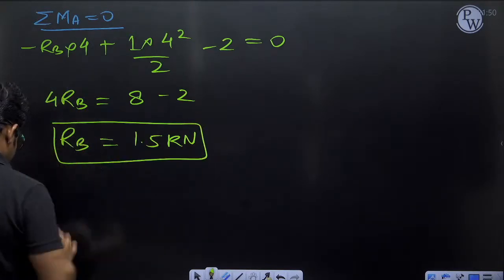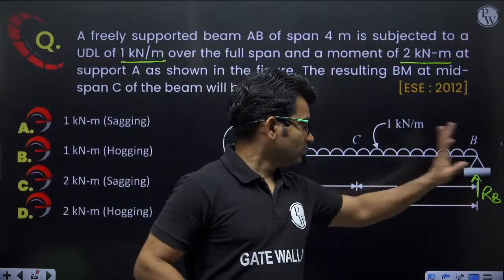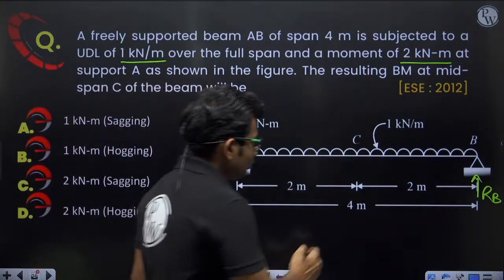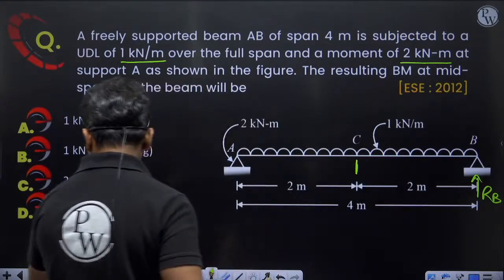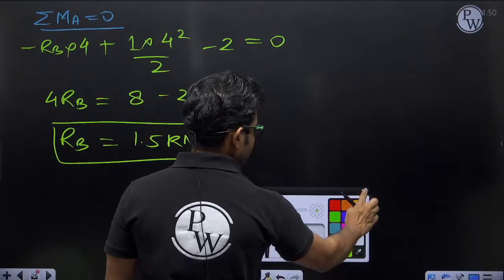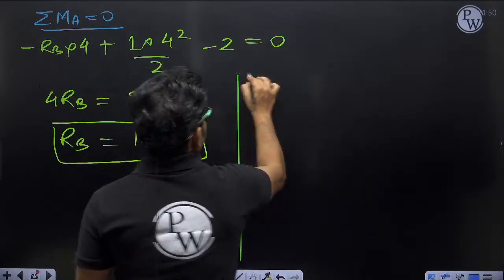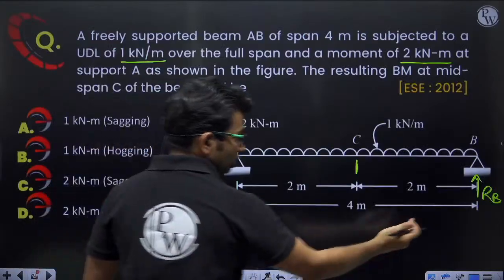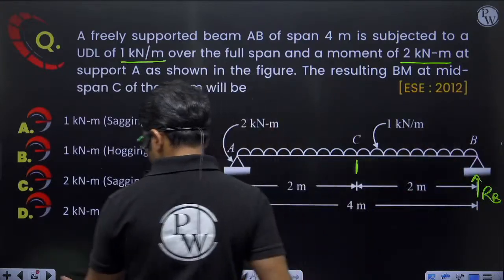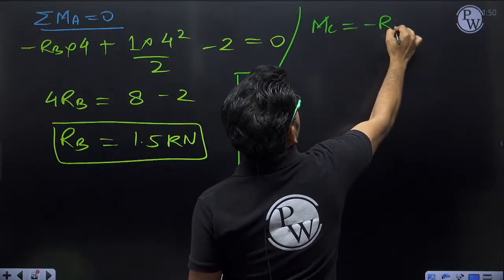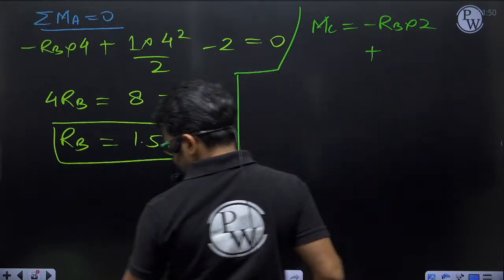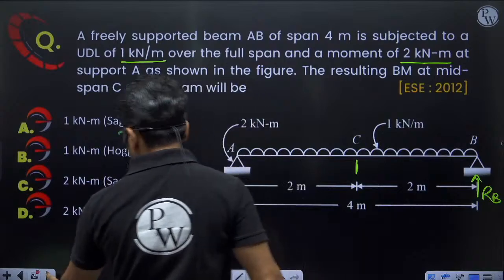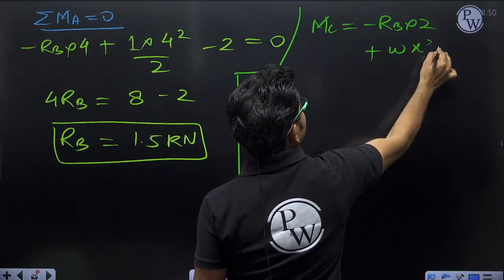RB, support reaction at B, RB will be equal to 1.5 kilonewton. Okay, very good. Now, if I have to calculate bending moment at C, bending moment at C will be equal to minus RB plus W into x square by 2.